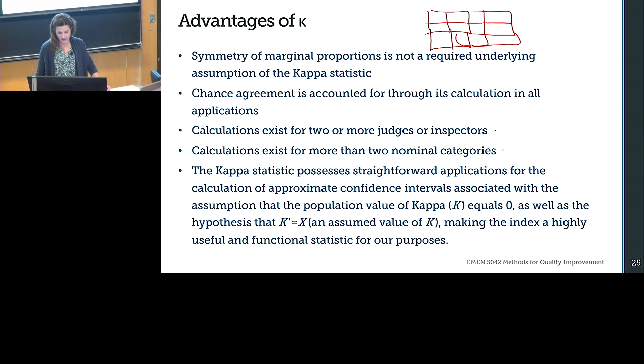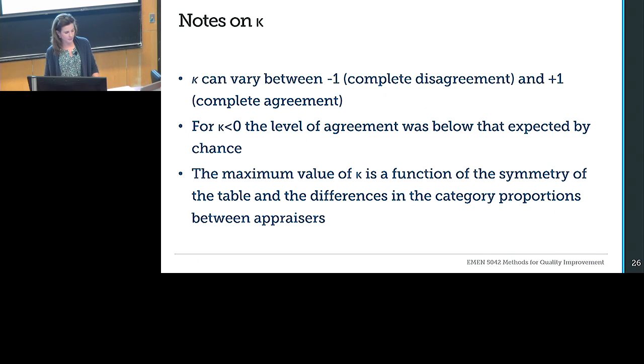We can get an approximate confidence interval, whereas other things we wouldn't be able to do that. So it's useful for us, and that's why we like to use it. Okay, we're measuring the proportion agreement above chance agreement, and that's kind of nice. Now, some notes on Kappa, and after this we'll take a quick break because I know this is a lot to take in. It can vary between -1, which would be a complete disagreement, and +1, which should be complete agreement.